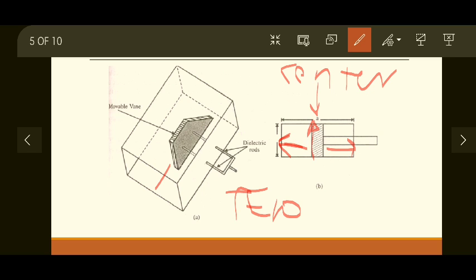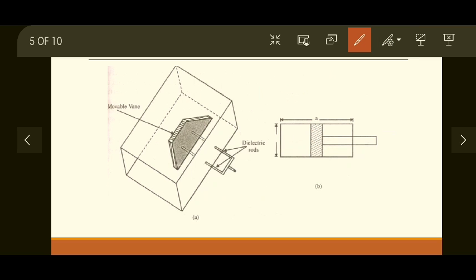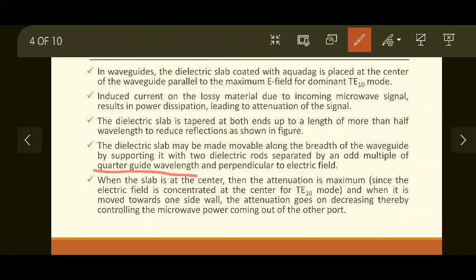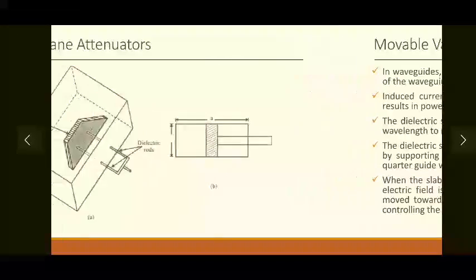So if the dielectric slab is moved here or here, then the attenuation will be decreased. Okay, so this is how the movable vane attenuator works. When the slab is at the center, attenuation is maximum because electric field intensity is concentrated at the center of the TE10 mode, and when it is moved towards the side walls, attenuation goes on decreasing, thereby controlling the microwave power coming out of the output port. Okay, so this is the second type of attenuator that we have seen.